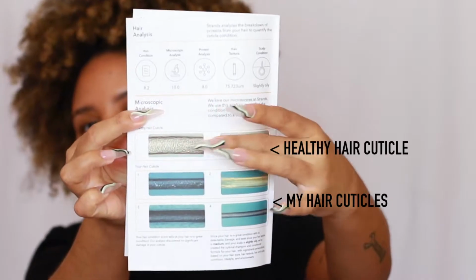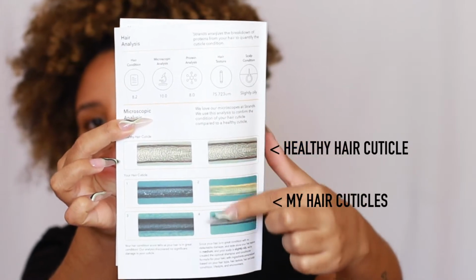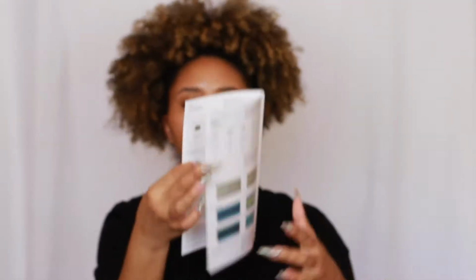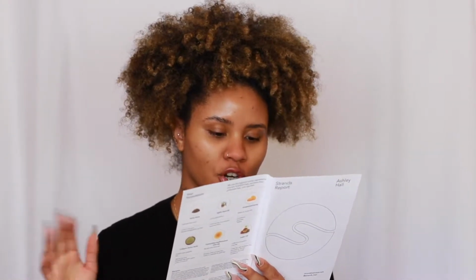Microscopic analysis, we love our microscopes at Strands. We use this analysis to confirm the condition of your hair cuticle compared to a healthy hair cuticle. So, healthy hair cuticle, they have an image of what it looks like. And then we have 4 images of my hair cuticles. So it says, your hair condition score tells us your hair is in great condition. Our analysis discovered no significant damage in your cuticle.